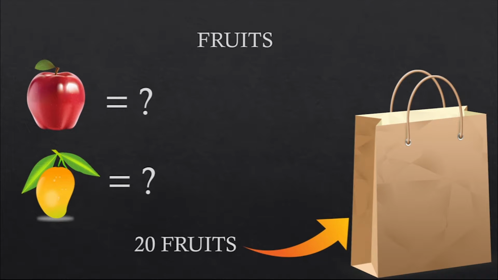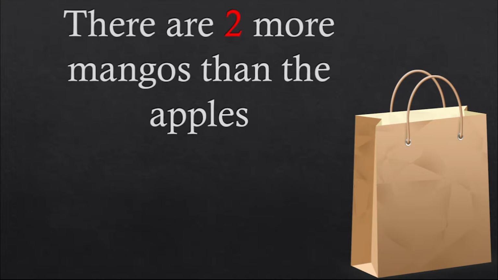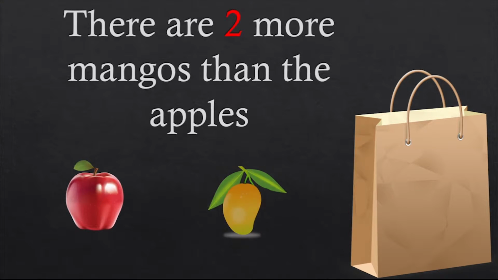It's probably impossible, right? Because it can be whatever, like 1 apple and 19 mangoes, or 2 apples and 18 mangoes, or 3 apples and 17 mangoes, and so on. But if I give you some information about the fruits in this bag, like there are 2 more mangoes than the apples, can you tell me the number of apples and mangoes?